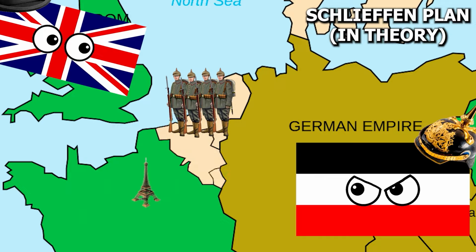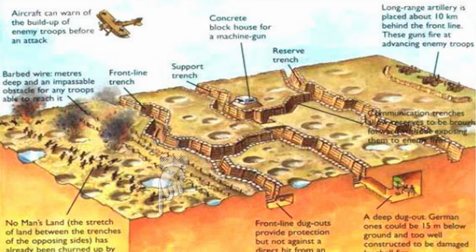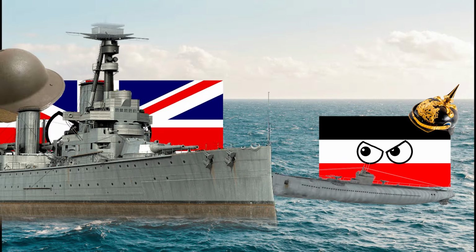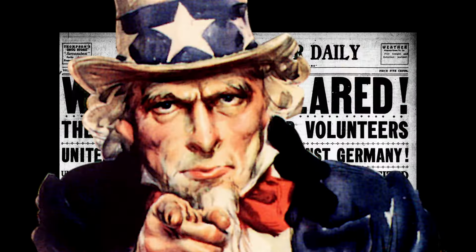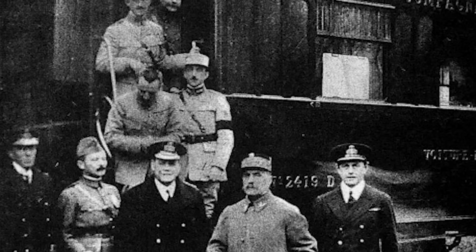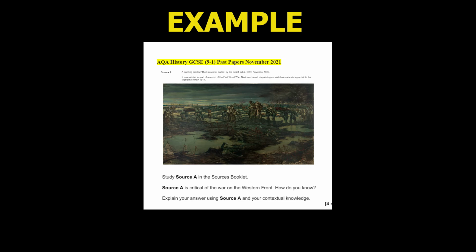In the last episode, we discussed the early war, stalemate, the failure at Gallipoli, and key battles such as the Battle of Verdun and the Battle of the Somme. In this episode, we will explore the war at sea, the United States' entry into the conflict, the upheaval of the Russian Revolution, and finally, Germany's defeat, marking the end of the war. I will also be including some past paper questions for you to practice at the end.